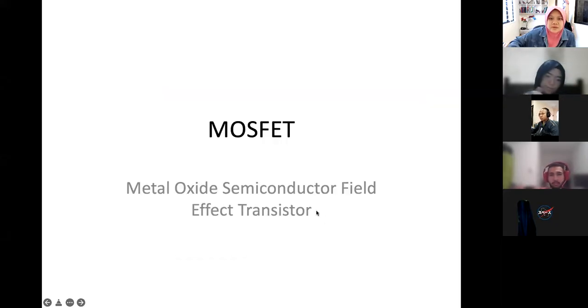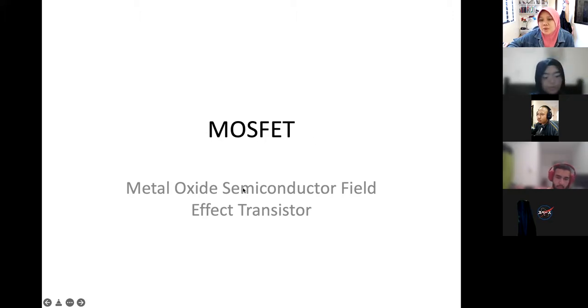Okay. So next of the semiconductor devices that you'll be learning is MOSFET. MOSFET stands for metal oxide semiconductor field effect transistor. From the name, you understand the structure of the MOSFET and you understand how it works.